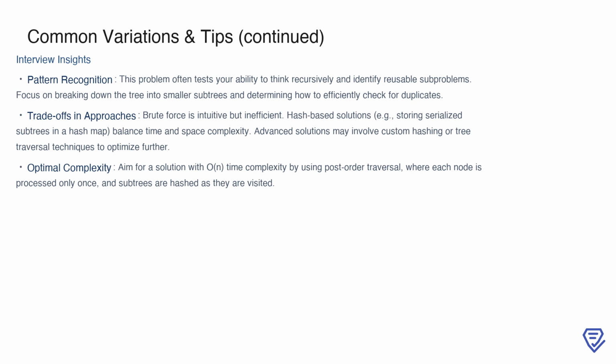Ultimately, the goal is to achieve O(n) time complexity. This is possible with a post-order traversal, where subtrees are hashed as they are visited, ensuring that each node is processed only once. Strive for this level of efficiency to make your solution robust and scalable.